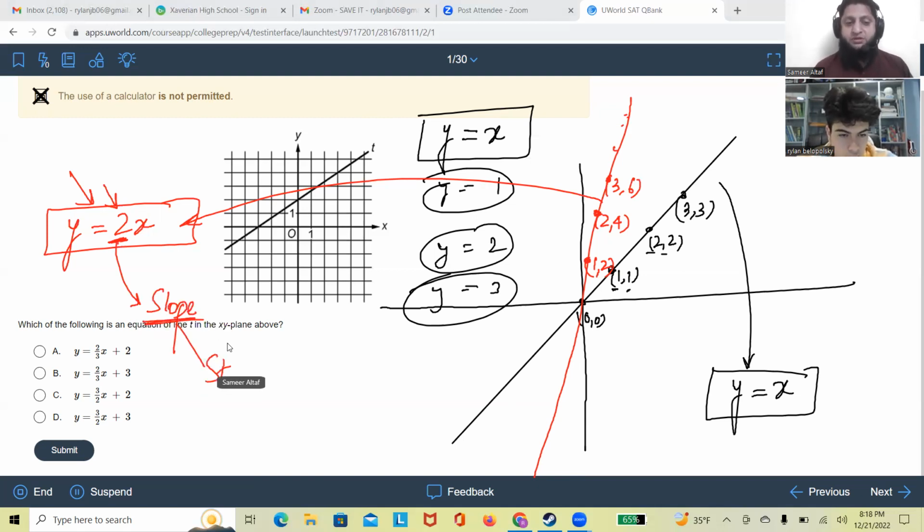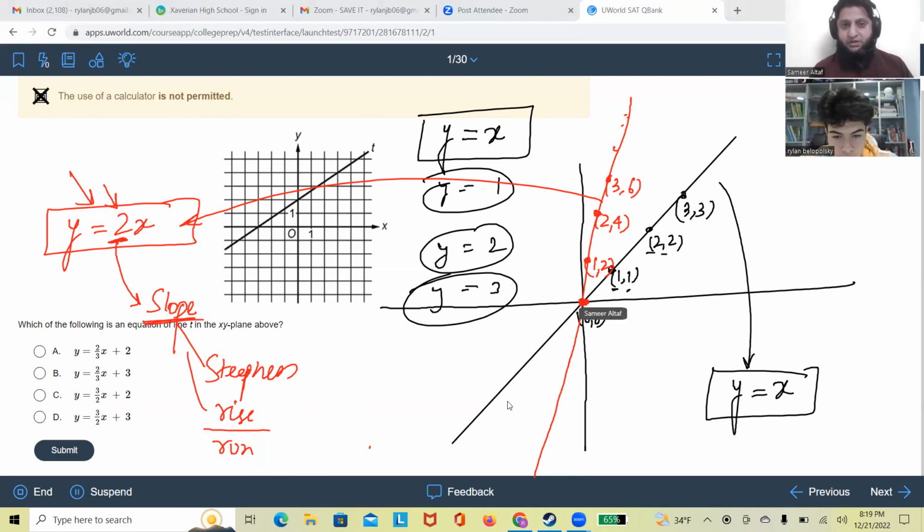Slope, steepness, rise over run. Slope, steepness, rise over run. How much rising you are with respect to running. So you see here, from 0, 0, think about it. How much rise over run are we having here.